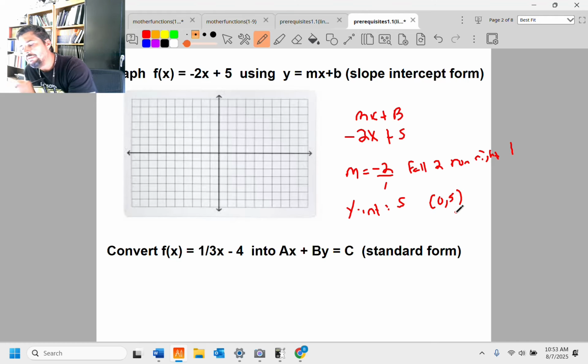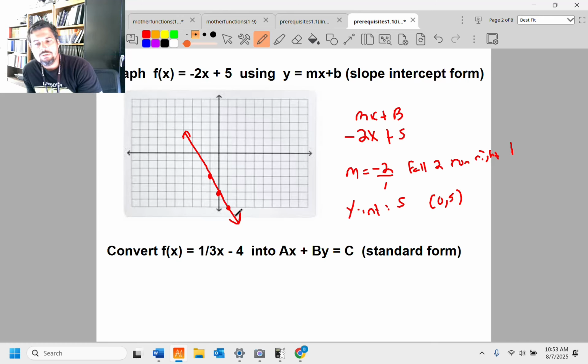Now you start by plotting the y-intercept. And then you kick in your slope. You're going to fall 2 units and run 1. Or conversely, rise 2 and run left 1. See, not hard.